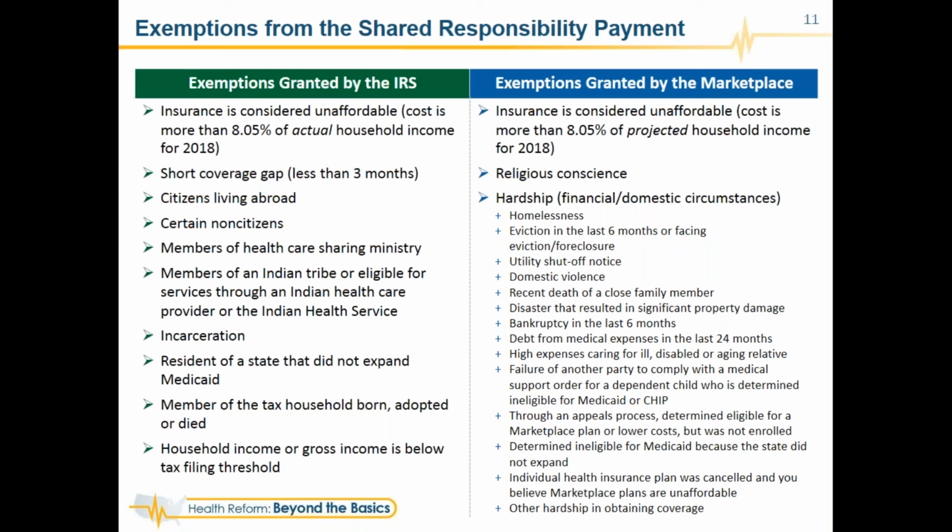There's an exemption for people who have just very short gaps in coverage. They had gaps of less than 3 months, maybe some kind of transitional gap between a job and moving onto the marketplace, or vice versa. Citizens living abroad, certain non-citizens. This includes undocumented immigrants. Members of healthcare sharing ministries, members of Indian tribes, incarceration, a resident of a state that did not expand Medicaid. This is, of course, the most popular one.